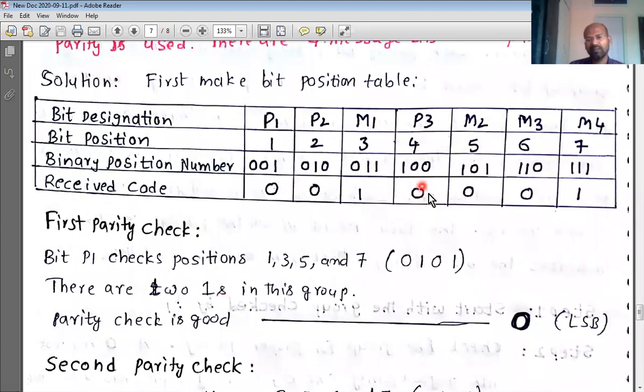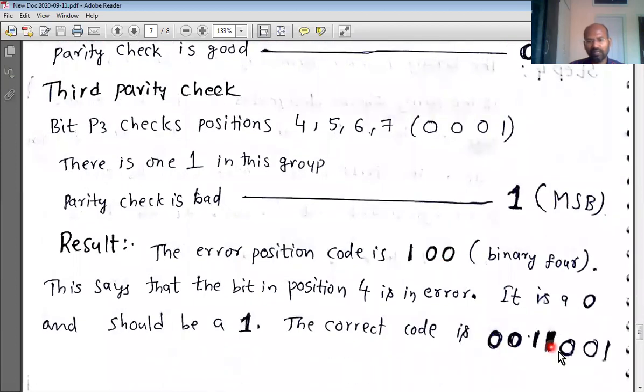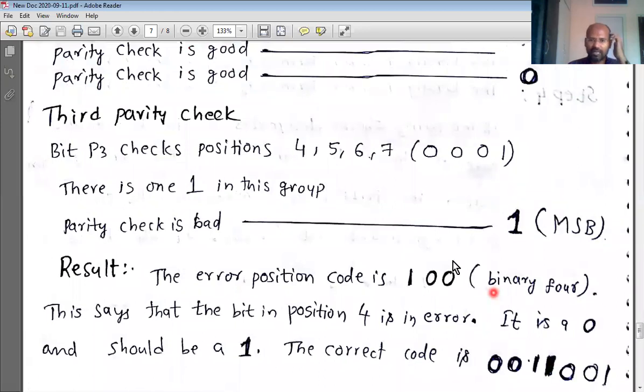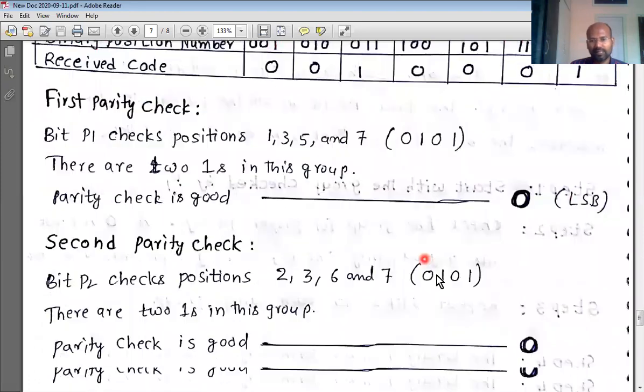Being in error means what is received is not correct. Now what we have received is 0. What should be the correct value? Here 1. So the correct code should be 0011001. That's the answer. Remaining places won't change. All bit places are received correctly except the fourth bit. Instead of receiving 1, it received 0.